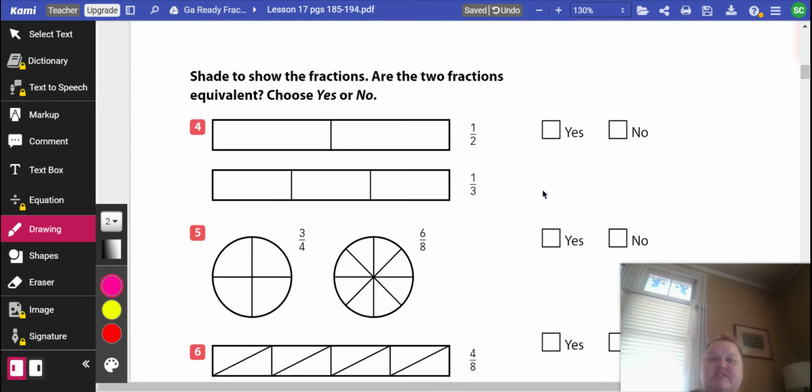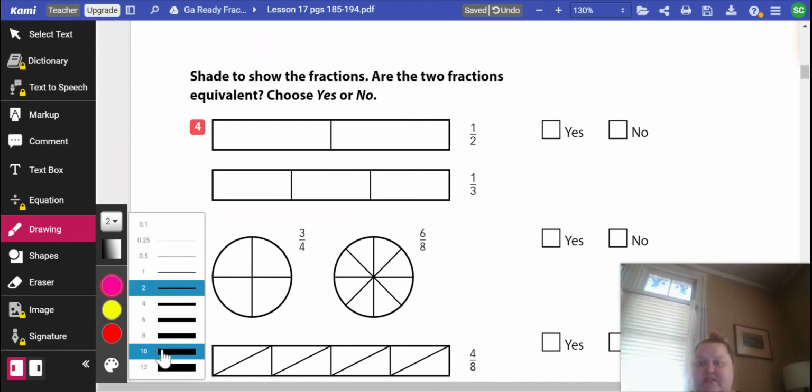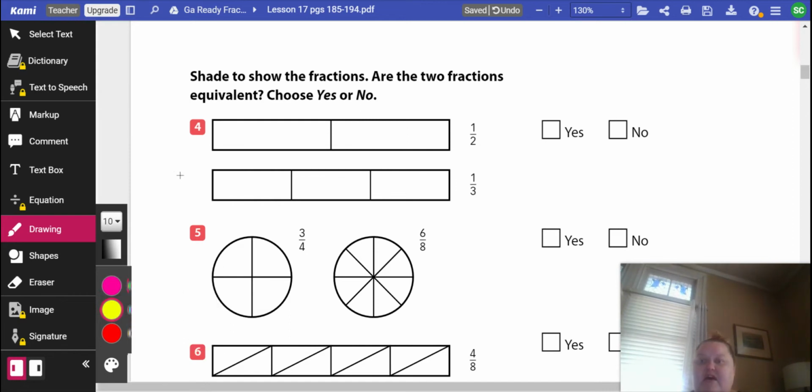Shade to show the fractions. Are the two fractions equivalent? Yes or no? So this time it's not telling us. We have to figure it out. So let's make my coloring a little bit bigger. 1/2. Okay. There's 1/2 shaded, and down here 1/3.